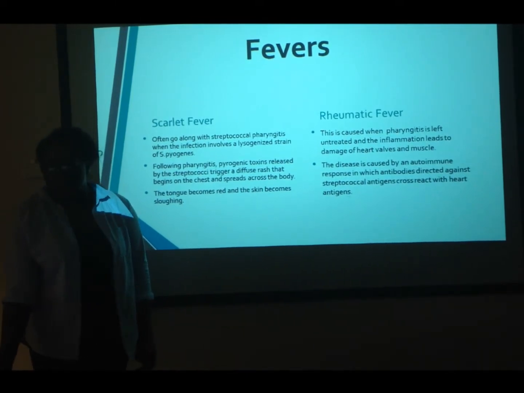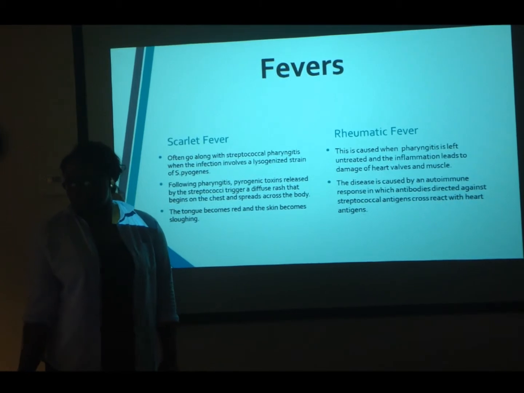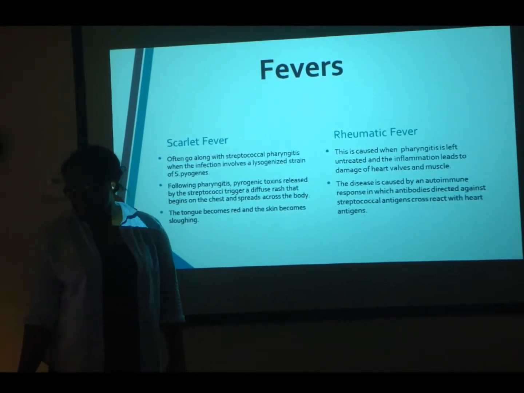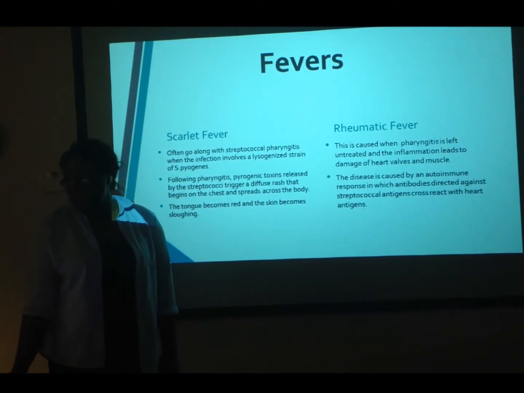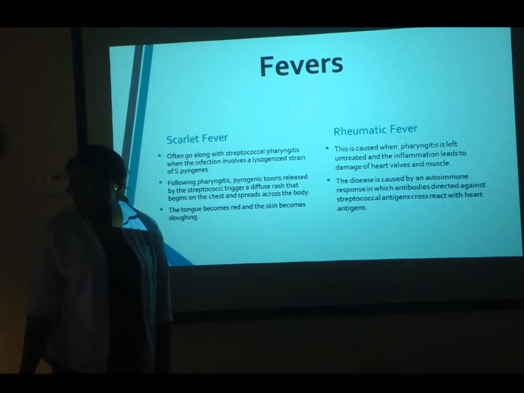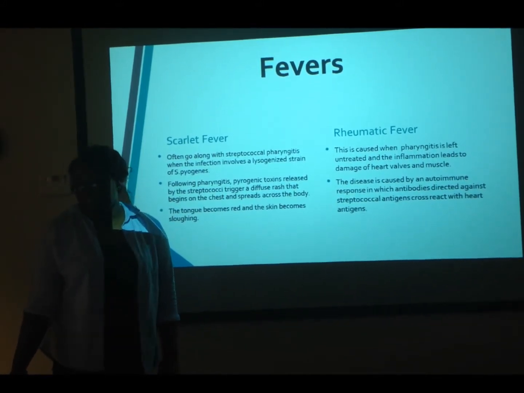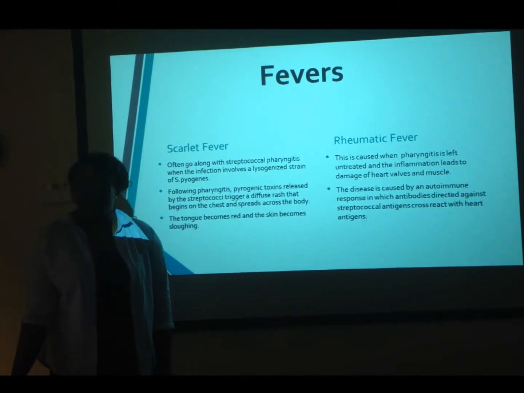Fevers such as scarlet fever and rheumatic fever are both caused by Group A Streptococcus. Scarlet fever goes along with pharyngitis when the infection involves a lysogenized strain of S. pyogenes. Following pharyngitis, pyrogenic toxins released by the Streptococcus trigger a diffuse rash that begins on the chest and spreads across the body. The tongue becomes red and the skin becomes sloughy.